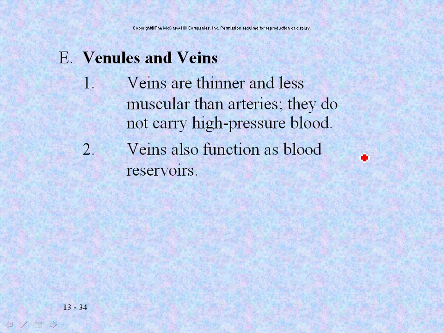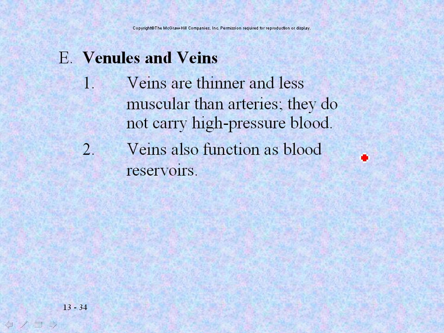Okay, so if we go full circle, we come to venules and veins. And venules and veins, like we said, are going to be returning blood back to the heart. Venules are just small veins. And these are going to be so far around this cardiovascular circle that we don't see any pulsing going on in them. And likewise, we didn't see any pulsing going on in the capillaries.